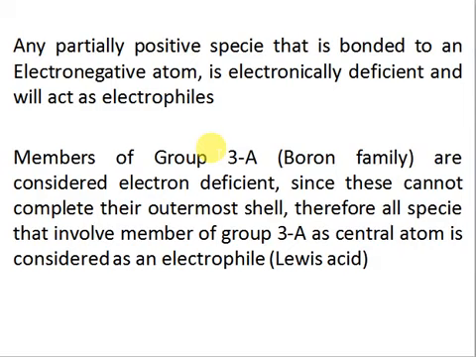pair. So whenever you want to check whether a species is an electrophile or not, you have three criteria. Number one, if any species has a full positive charge, that will definitely act as an electrophile. Two, if a species has a partial positive charge because of its bonding with an electronegative atom, then it will act as an electrophile. And the third criterion is that if any atom belongs to group 3A, the boron family, then it will act as an electrophile, or a Lewis acid.